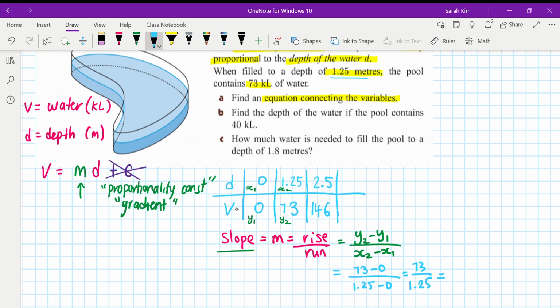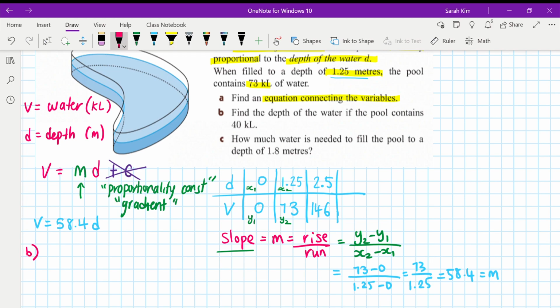I get 58.5. So this is our M value. Okay, just a reminder, I can sub it all the way back here, and then my equation now becomes V equals 58.4 D. That is my final equation. I'm pretty sure that was the answer. I'm not going to go back and check because I'm pretty happy with it.